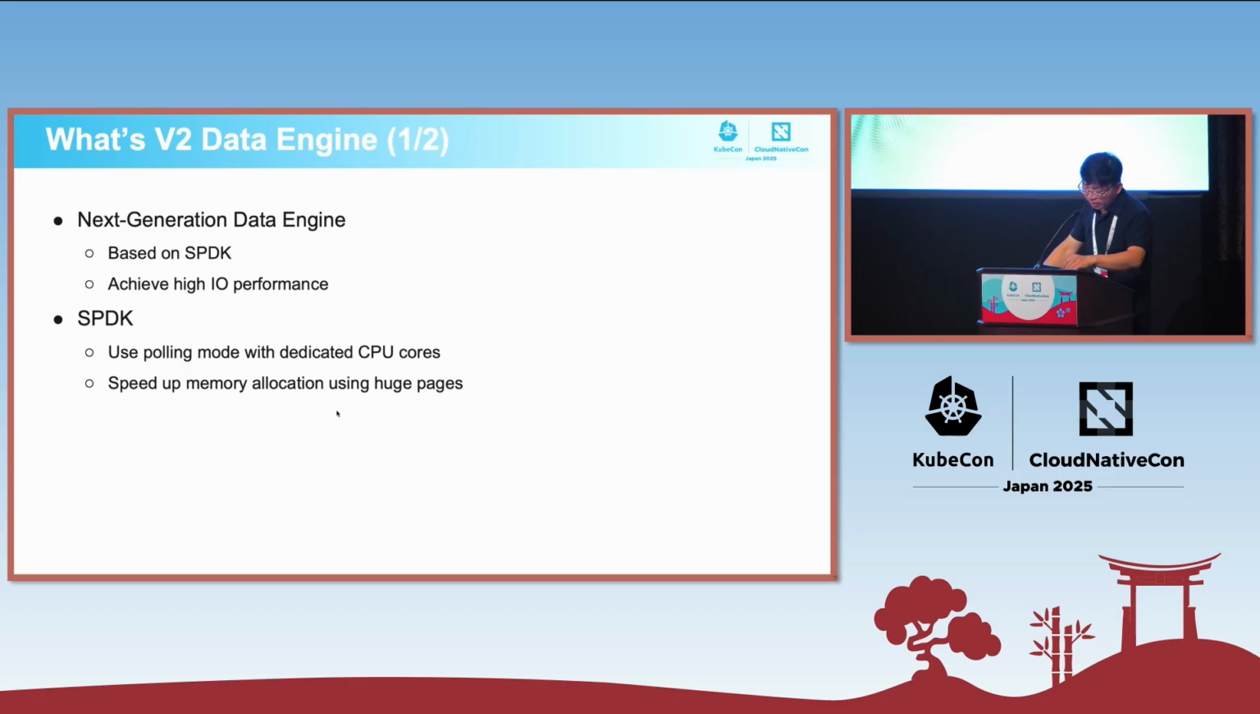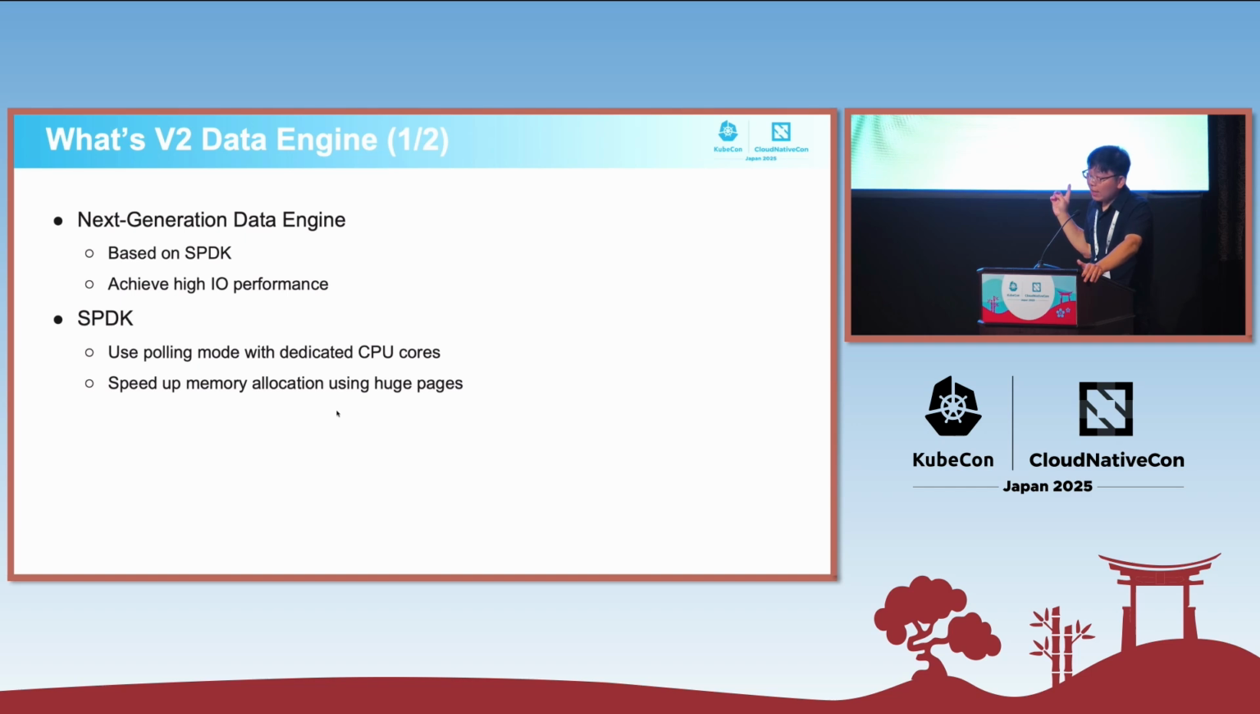And we can talk about the V2 data engine. This is a very important feature for Longhorn, and it's the next generation data engine in Longhorn. The V2 data engine is based on SPDK, and it can achieve very high I/O performance. And why do we use SPDK? Because of the performance, and how to achieve high I/O performance.